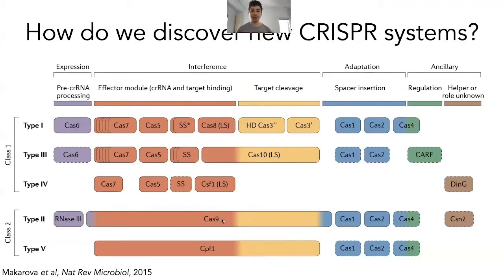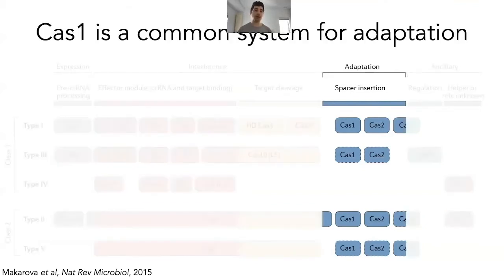So despite those differences, you can also see that there's similarities here. This spacer insertion module is known as the adaptation module. Adaptation is the process of this adaptive immune system taking on more memory, putting pieces of DNA into the genome where they can actually be used for future defense in these bacterial systems. And that's a shared system. So if we take these shared concepts and use them as anchors to bioinformatically search, we may be able to find new systems with that in mind.